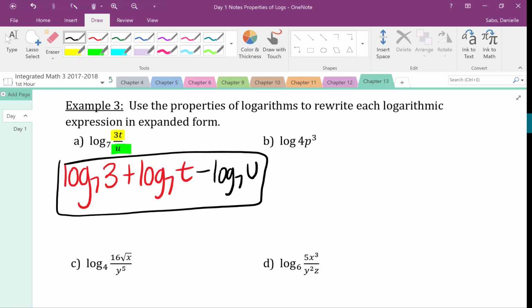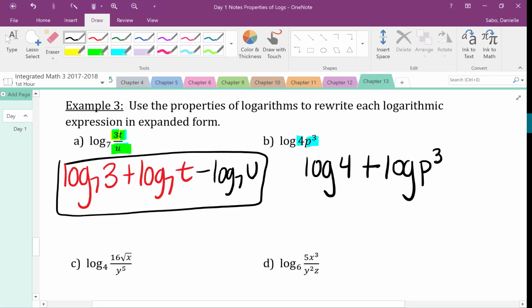Now a trick for you guys in blue here: I have 1, 2, 3 pieces, so I should have 3 logs. Does that make sense? I have 3 pieces, 3 logs. Let's do it again. I have how many pieces here? So how many logs do I need? Perfect. What is going to go in between? Addition. You guys are doing fantastic. So I have log 4 plus log p cubed.